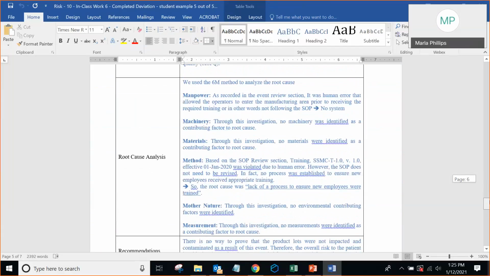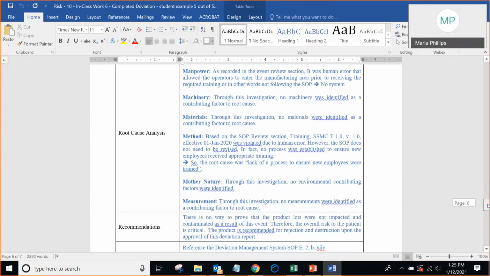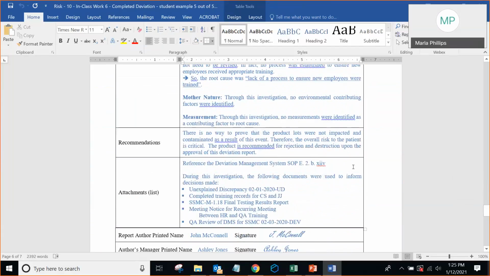Root cause analysis, they don't have to use any of the tools that we've taught, but it certainly would be nice if they did, whether it's Fishbone or Why-Why or something like that. This student used the 6M method, so Fishbone type of process, and went through the issues that could have occurred. Recommendations is where the student recommends if the product should be rejected or approved for release. And so in this particular case, it is rejected because we cannot prove that when those untrained employees were working in the manufacturing area that they did not breach sterility. And so since we can't prove it, we have to reject it.